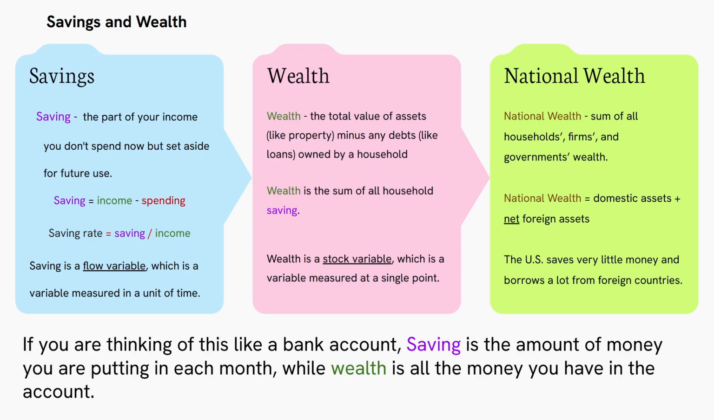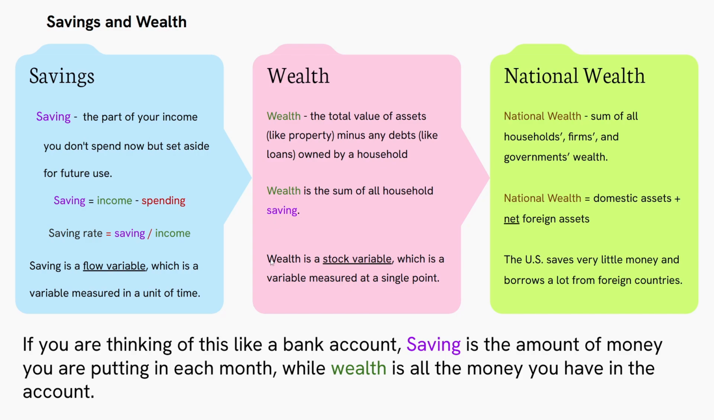And then wealth is all of the money I have in the account. So it is the sum of all of the savings I have ever done. So every time I add $100 to my savings, wealth increases by the same amount. So as your savings goes up, your wealth goes up.